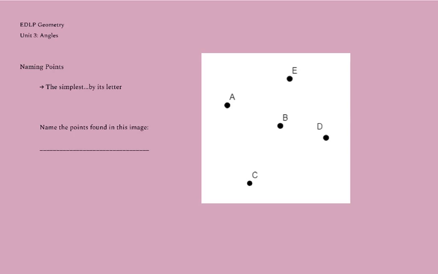Naming points is pretty simple. In this image, right, the first one I see is point A. We would just call that A. When I refer to A, I know I'm going to this point here.